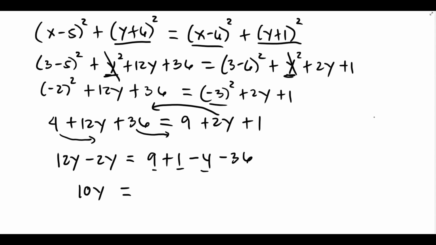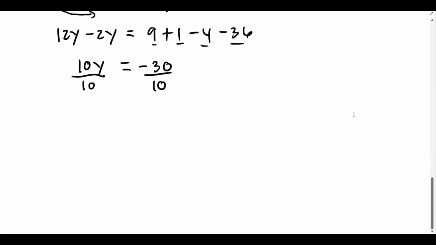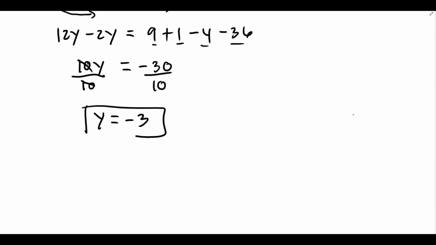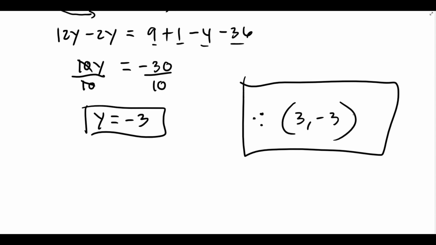So this is 10y, equals 9 plus 1, that's 10, minus 4, that's 6, minus 36, this is negative 30. Then divide both sides by 10, so cancel. Therefore, y equals negative 3. So the coordinate of the point is (3, -3).